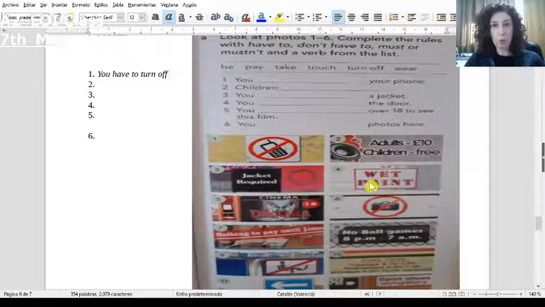Number 4. Recién pintado. You, the door. Es una puerta. And number 3, jacket required. You, a jacket.